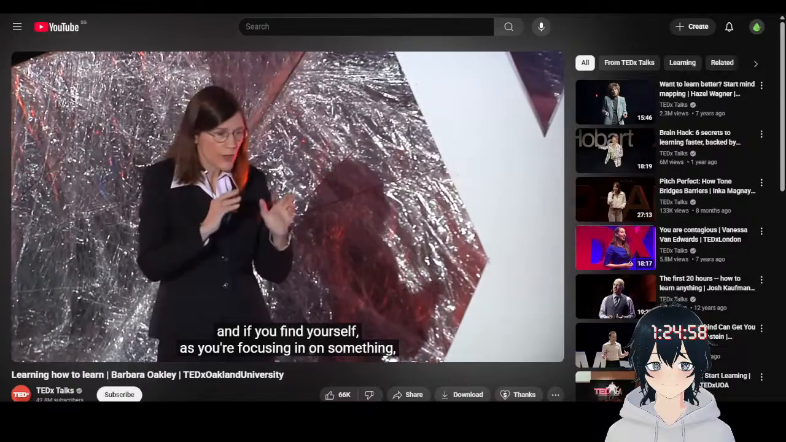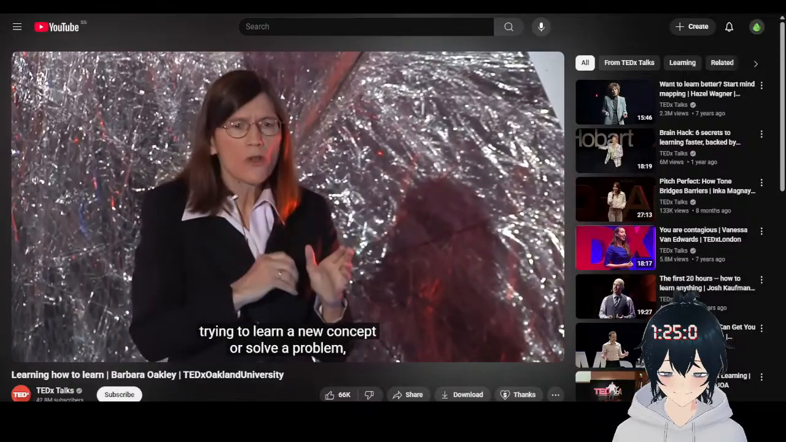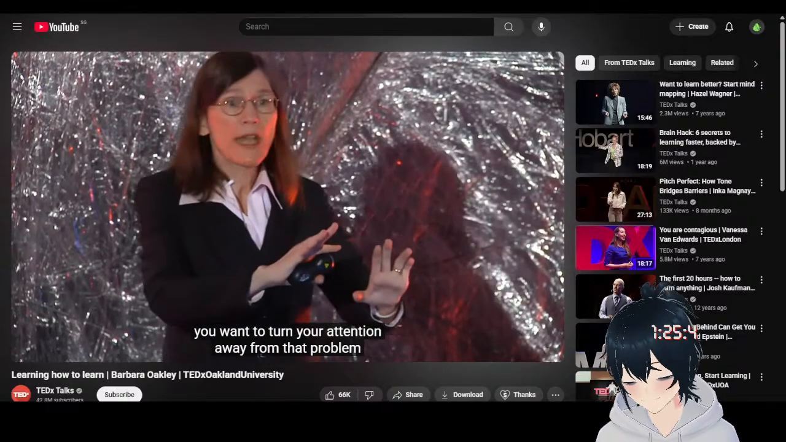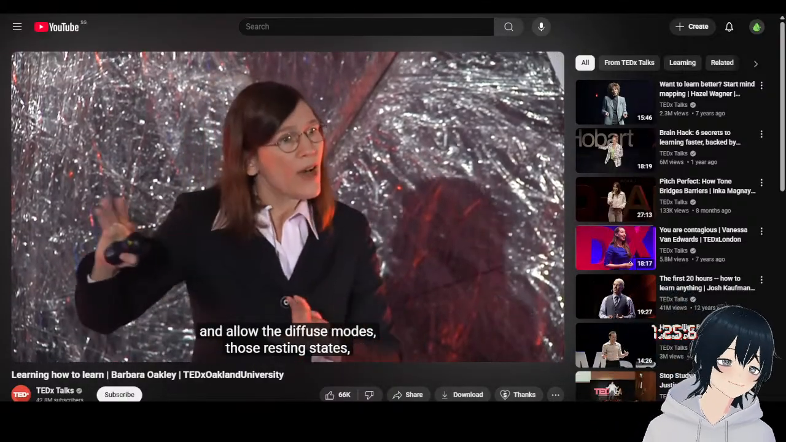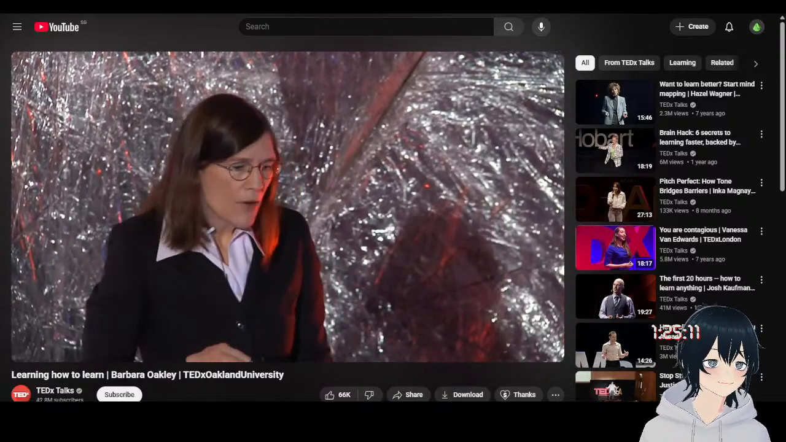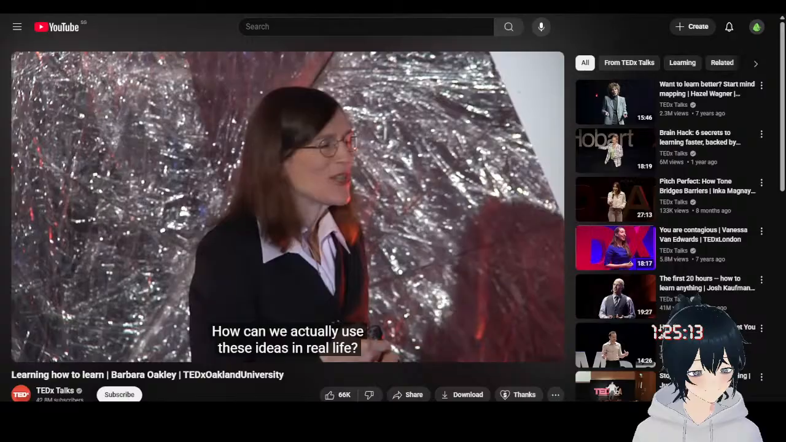And if you find yourself in the moment, hard focusing on something, trying to learn a new concept or solve a problem, and you get stuck, you want to turn your attention away from that problem and allow the diffuse modes, those resting states, to do their work in the background. Now, how can we actually use these ideas in real life?